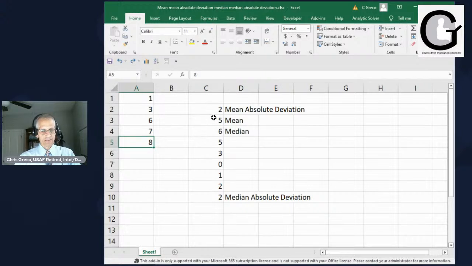And yet it changes that mean absolute deviation very little. Median absolute deviation very little. So that's the interesting part about the entire aspect of this whole thing.